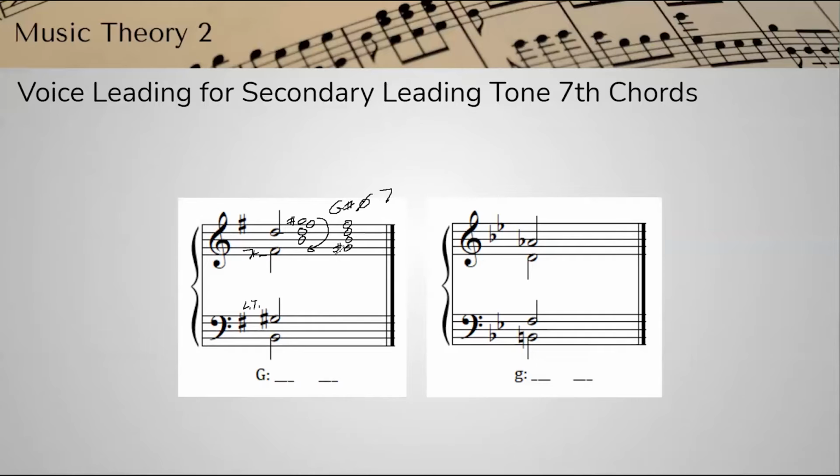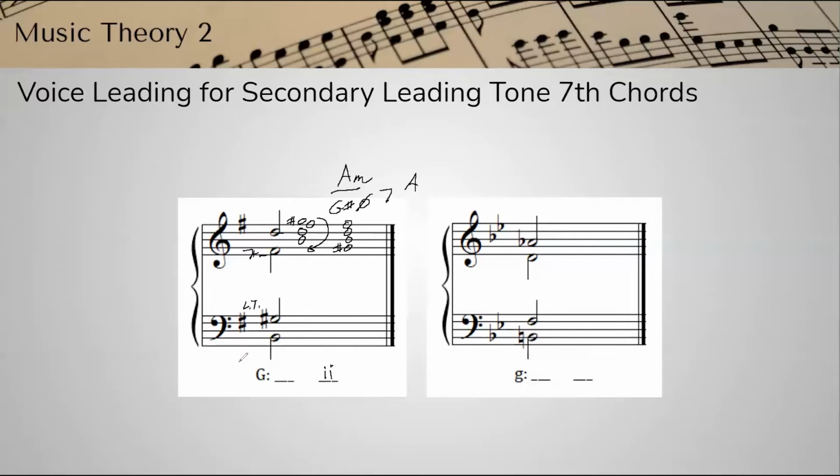Well, let's analyze this. If this chord is a G sharp half diminished 7th chord, then it's the leading tone of the chord that it needs to lead to. And so G sharp is the leading tone of A, so the chord that needs to follow this will be an A chord, and in the key of G, that's going to be an A minor chord, so that'll be a ii chord.